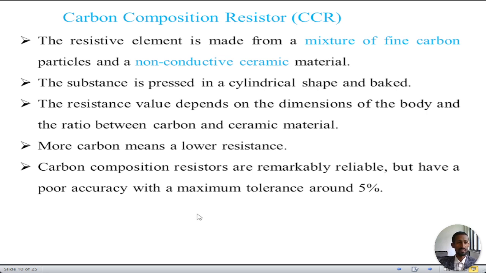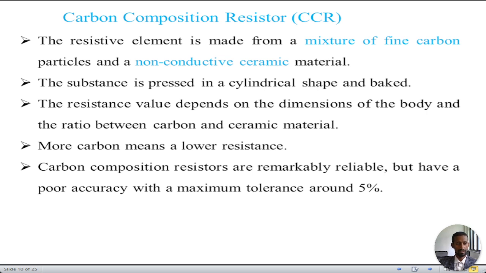The other type of resistors is the carbon composition resistor. As the name indicates, the resistive element is made from a mixture of fine carbon particles and a non-conductive ceramic material. The substance is pressed in a cylindrical shape and packed. The resistance value depends on the dimension of the body and the ratio between the carbon and the ceramic material.